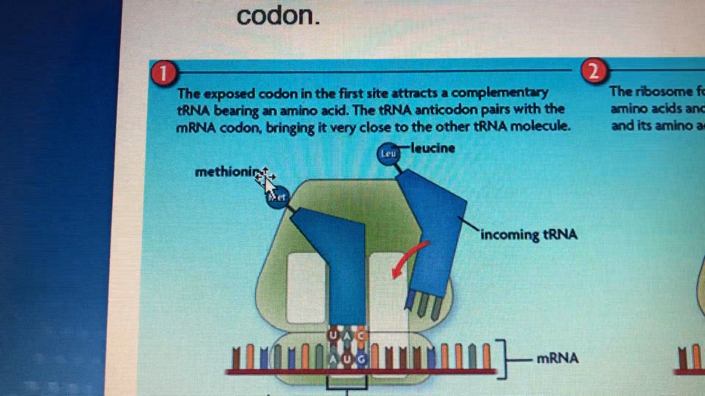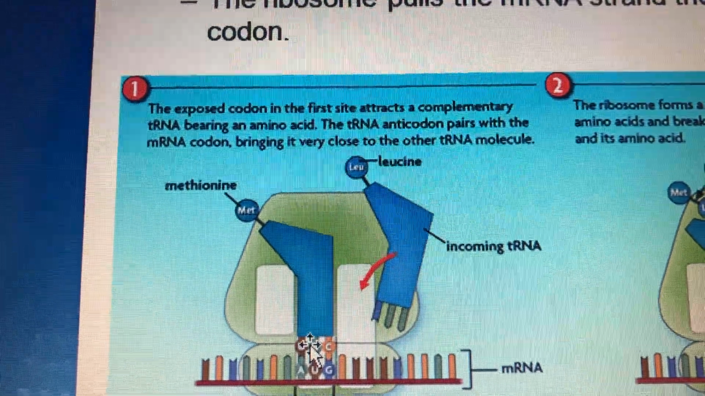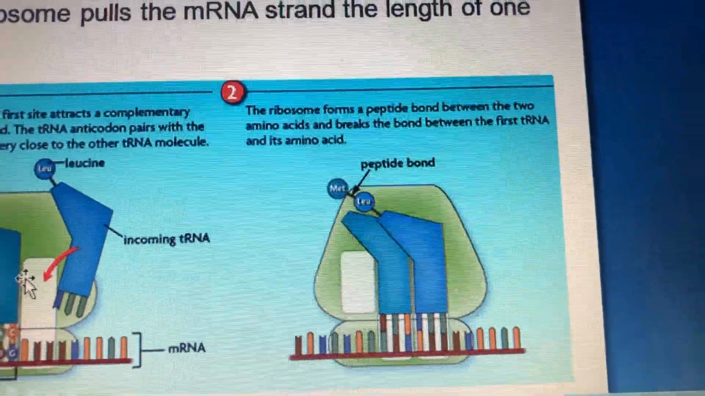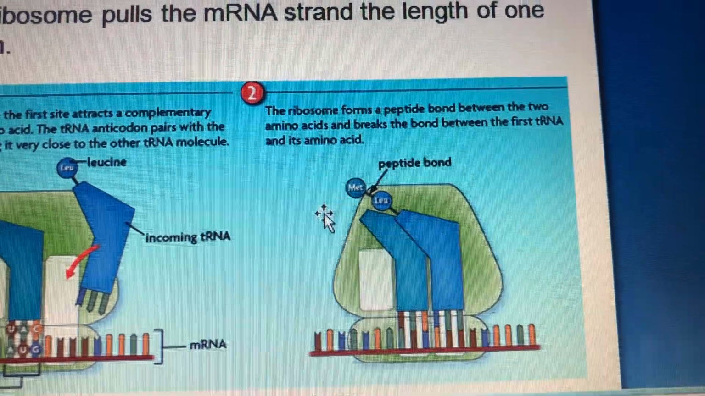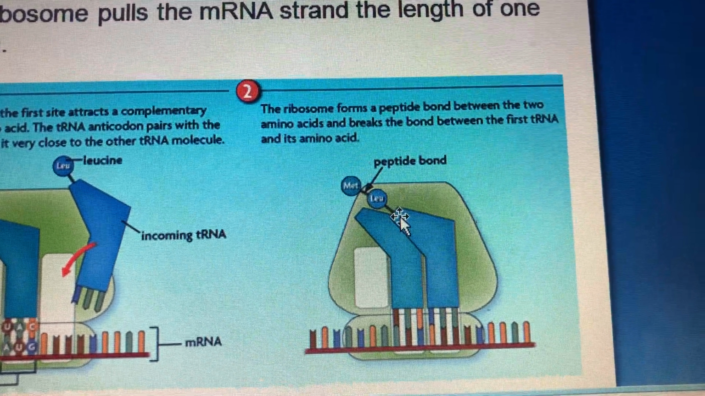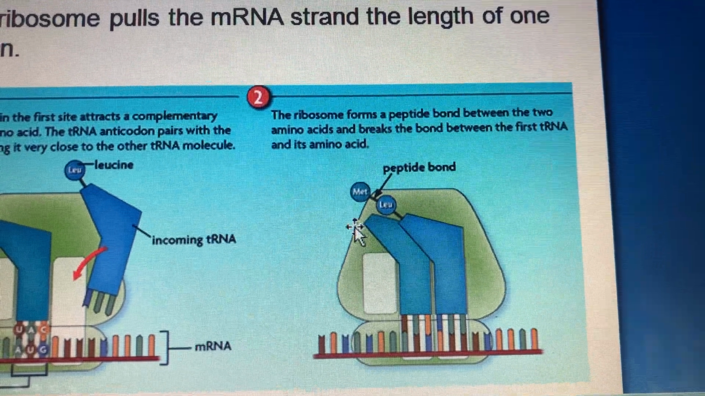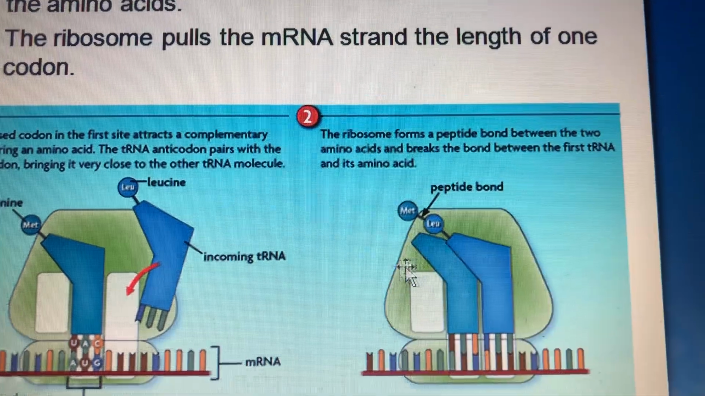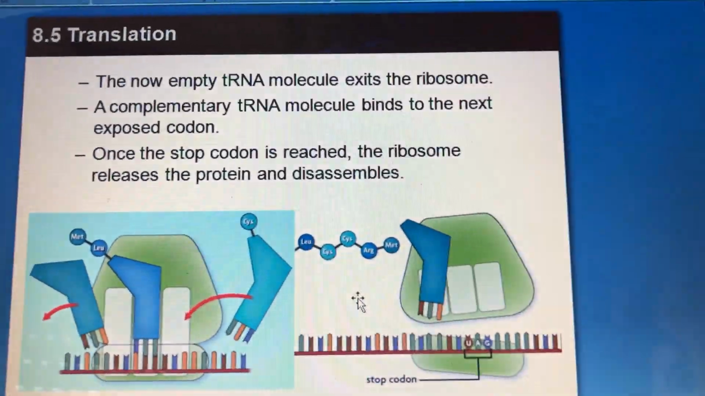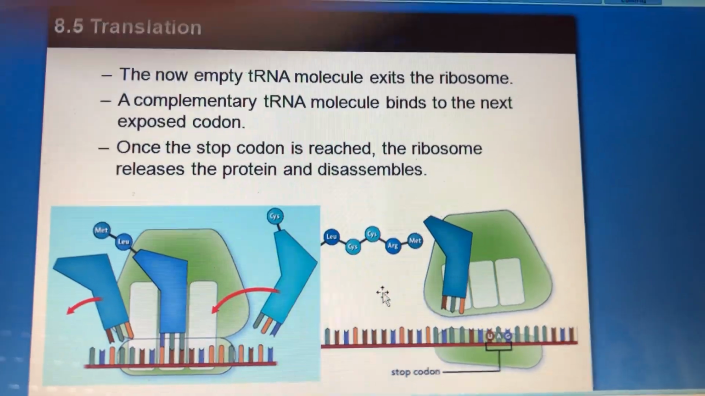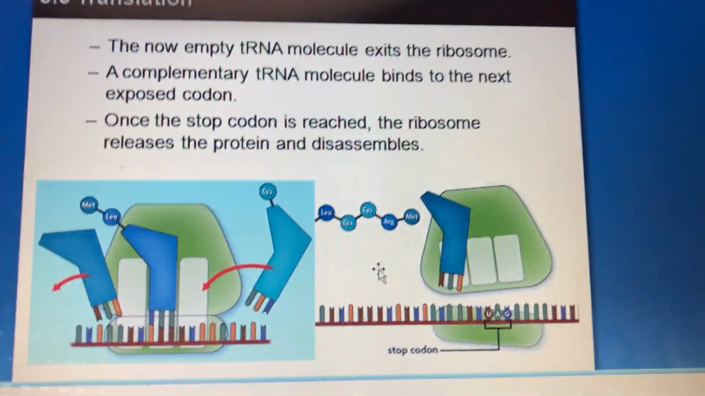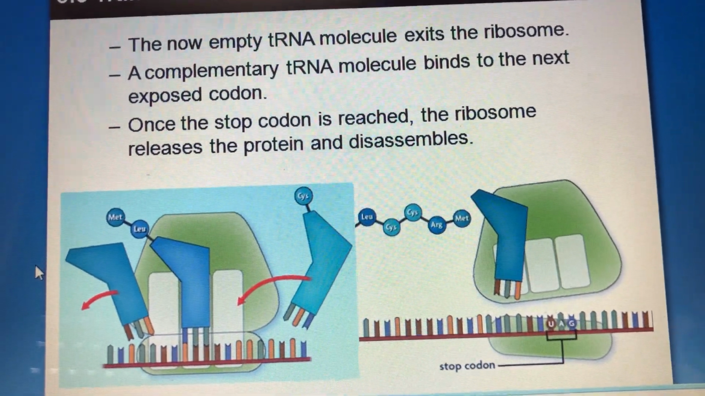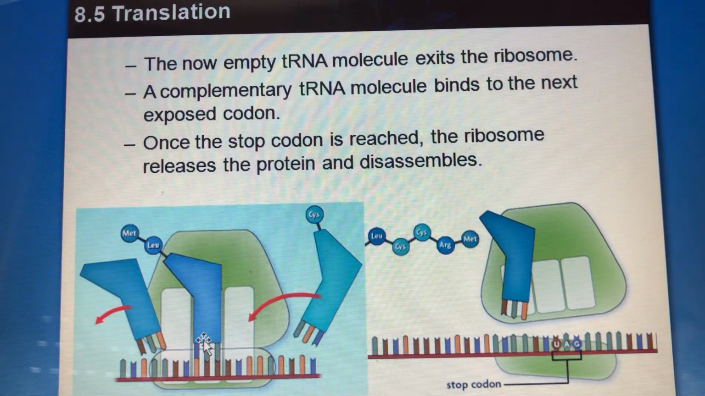Now the tRNA anticodon pairs with the mRNA codon, bringing it very close to the other tRNA. Now the ribosome forms peptide bonds between these two amino acids, okay, and it breaks the bond between the first tRNA and its amino acid, and now the tRNA will be free. All right. Now the empty tRNA molecule exists in the ribosome. It will exit out. A complementary tRNA molecule binds to the next exposed codon.